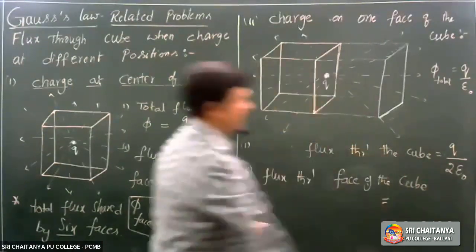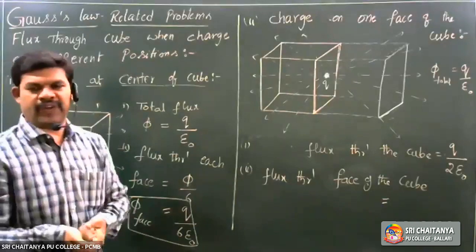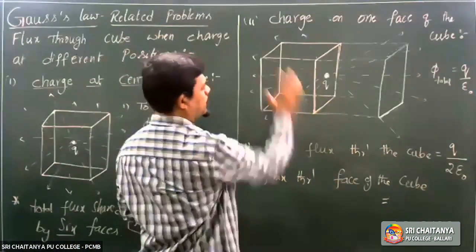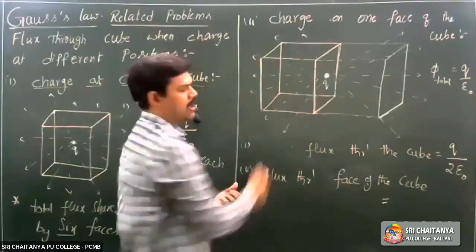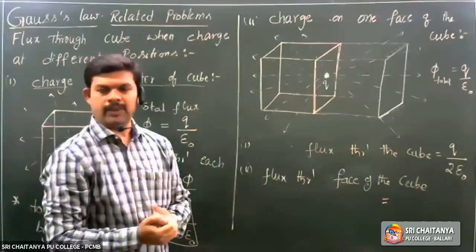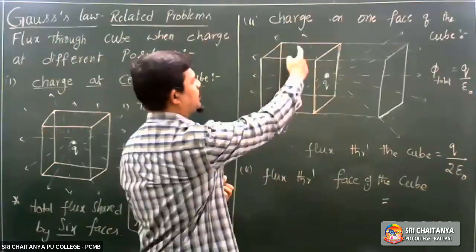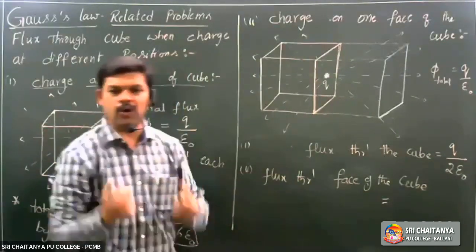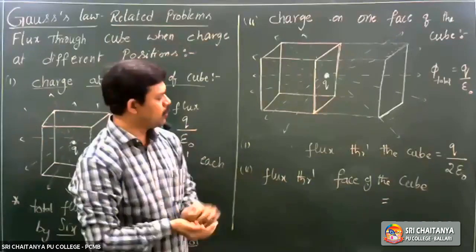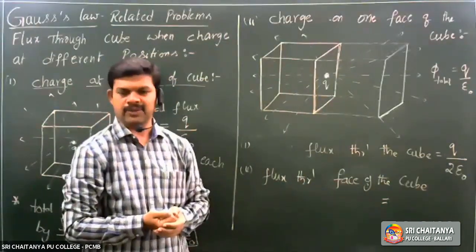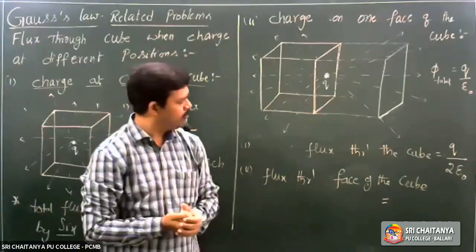Same. What is the flux through a face of the cube? In this cube now, q by 2 epsilon naught is coming in, crossing through each face. How much is the flux through each face? That is the question. Come on, think.